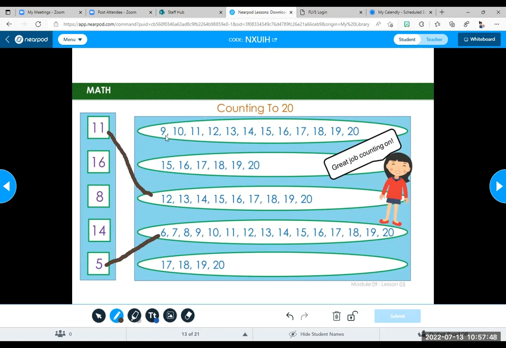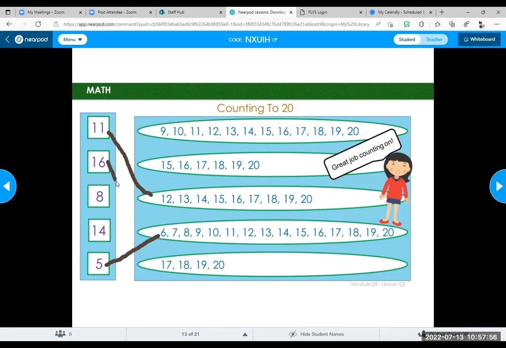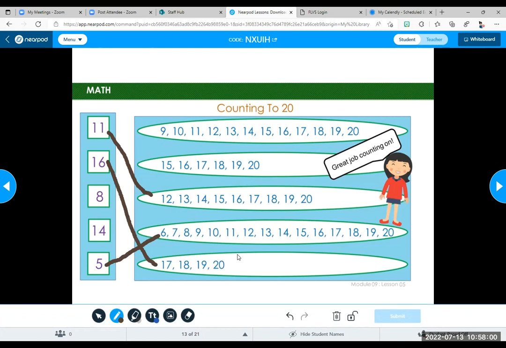Does this say 17? No. How about this? No. No, no 7. How about this one? Yeah. Yes. So let's match up. 16 goes to 17 next. All right. That's a good thing to practice too. You can make a little game and have maybe cards or little pieces of paper to match them up so you know what numbers come next.